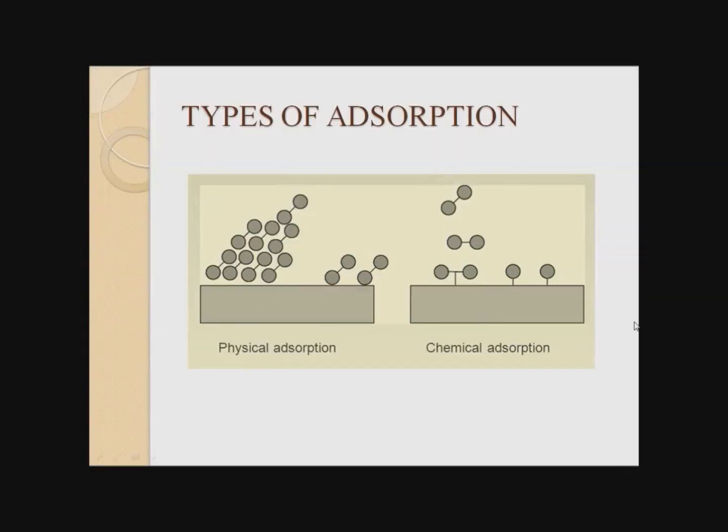Next is types of adsorption. It is of two types. First is physical adsorption and second is chemical adsorption. In physical adsorption, the molecules of adsorbate like gas are held on the surface of adsorbent like solid by van der Waals forces, which are weak intermolecular forces of attraction, without resulting in the formation of any chemical bond, and they form a multimolecular layer as shown under high pressure because it has low activation energy.